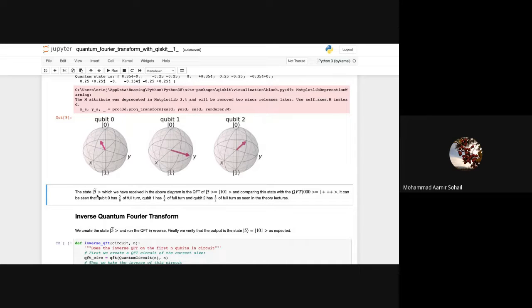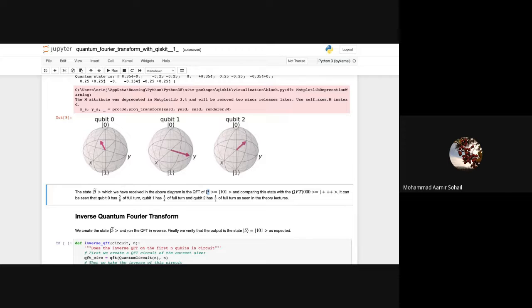And here we have some description of what is happening for this 101 state. So we started here. The decimal form of this state is 5. What we got after the quantum Fourier transform is some 5 tilde, and that we can see from the expansion of that.